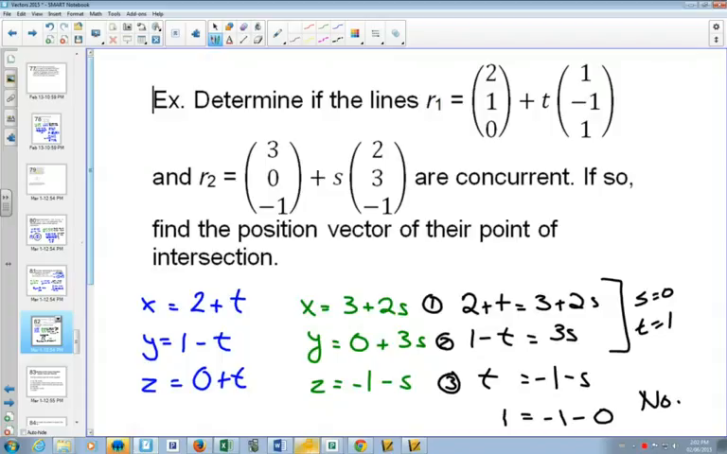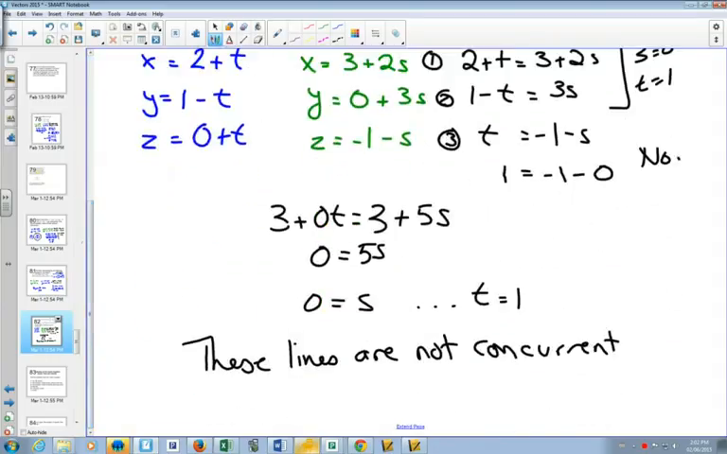And so when you went to try to find your point of intersection, if you plug it into both of your equations just to verify, you're going to find out that there's a mistake, that something's not lining up. So our conclusion, these are not concurrent lines. They're skew lines. They're not parallel because the direction vectors are not a multiple of each other.